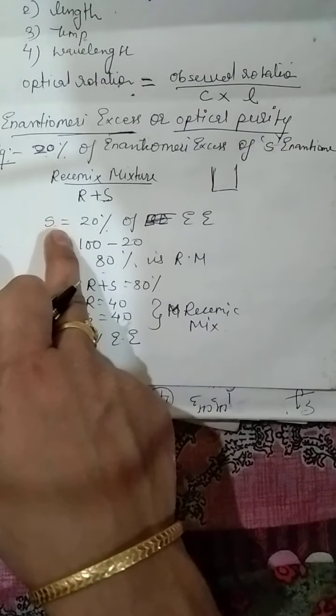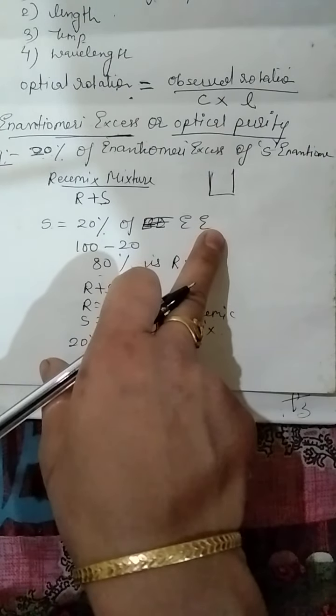R plus S, with 20% enantiomeric excess of S. अब क्या बोल रहा है? 20% enantiomeric excess of S. What does it mean? इसका मतलब इसके अंदर 20% ee है, enantiomeric excess of S है. इसके अंदर R भी present है, S भी present है, लेकिन जो S है वो 20% ज़्यादा present है. चलो discuss करते हैं.